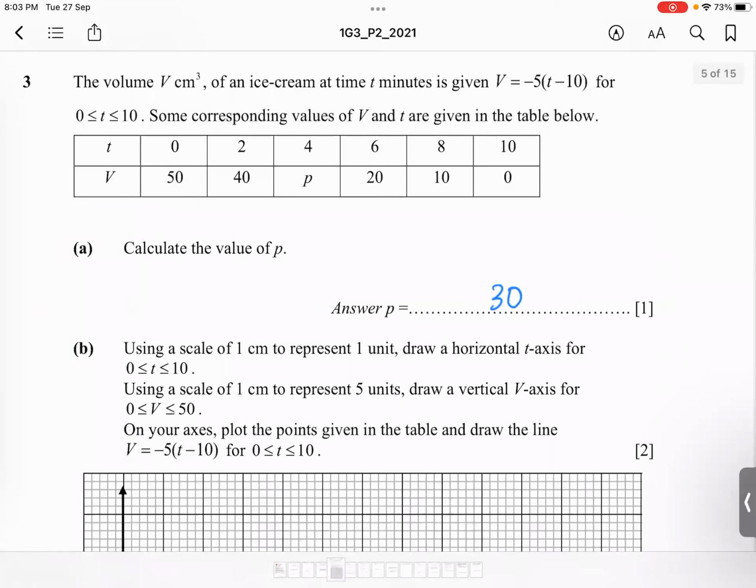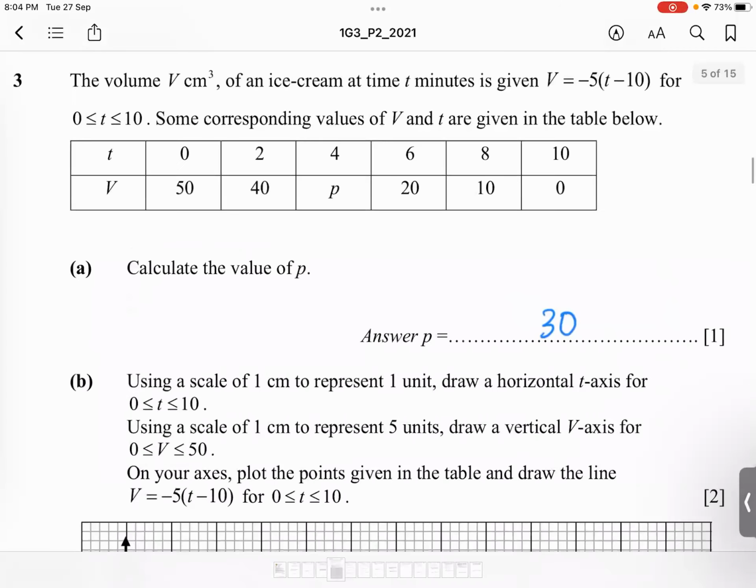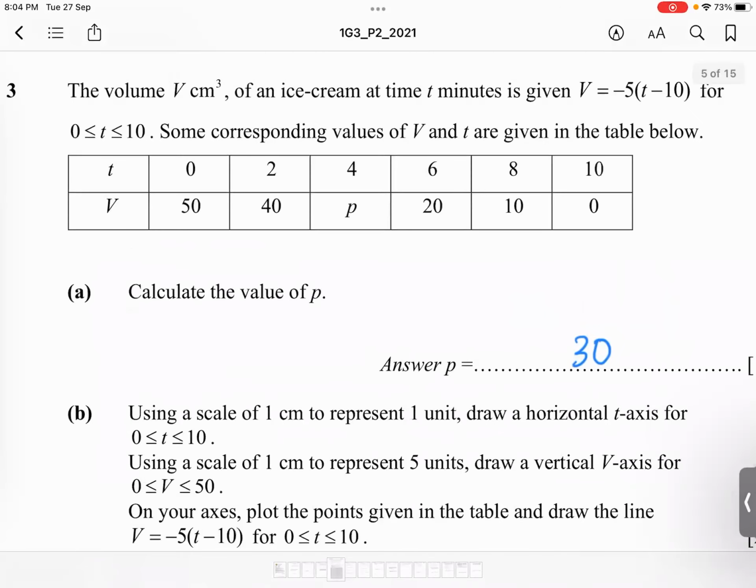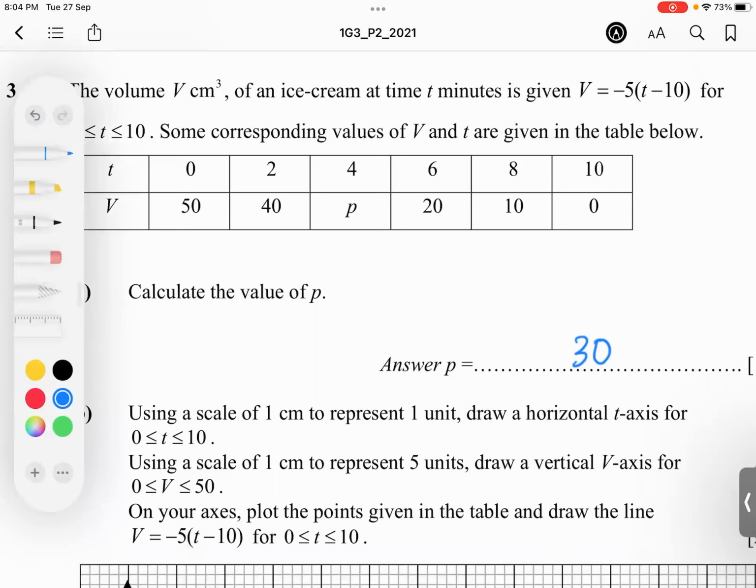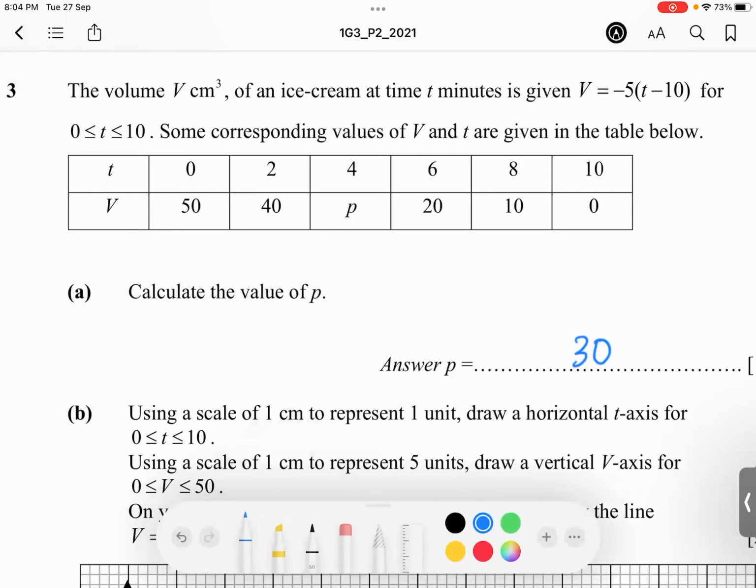Okay, question number 3, graph question. The volume of an ice cream at T minutes itself is given to be this formula. Okay, and then these are some of the corresponding values from T equals to 0 and 20. But before we even begin, let me do a quick run through of the question. Take a look at the understanding the context of the question.